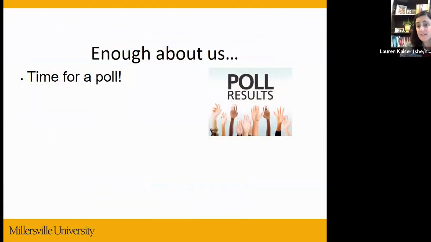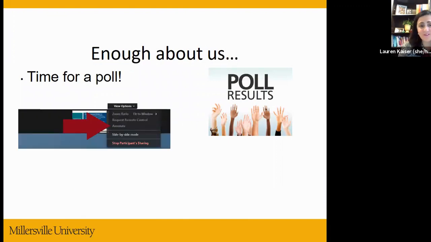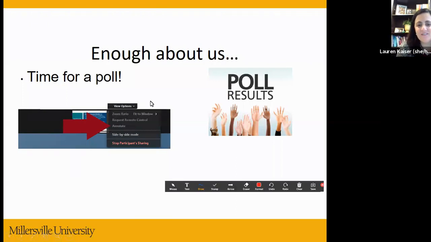Great. So in the last session, we did a brief poll. So if you were there, you know how to do this. If you weren't, you'll just go to your view options, which should be in the top control panel of your screen, and where you see annotate, you would click annotate, and it should give you a stamp option right here. And we're going to stamp it up a little bit.